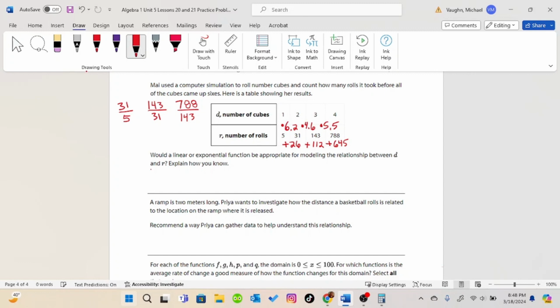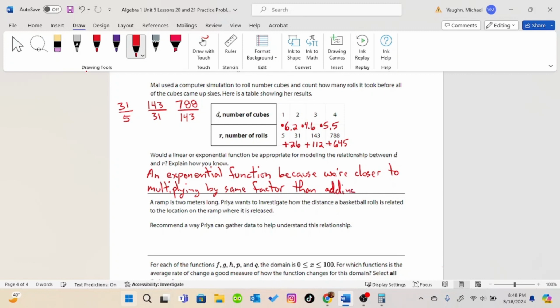So an exponential function, because we're closer to multiplying by the same factor than adding by the same.